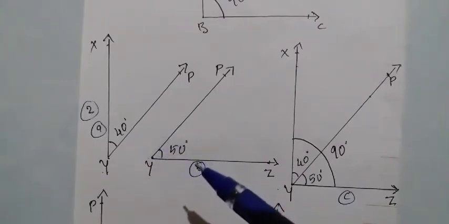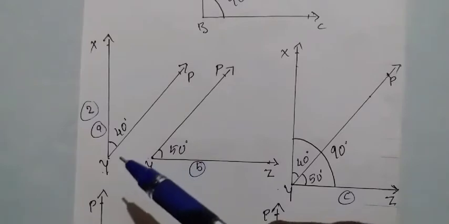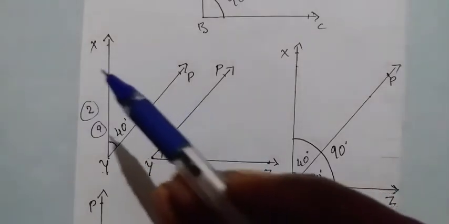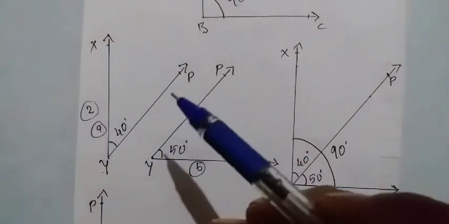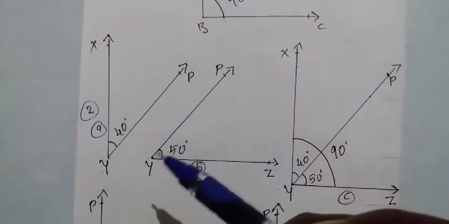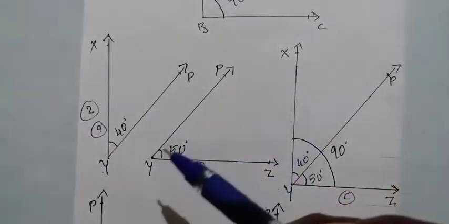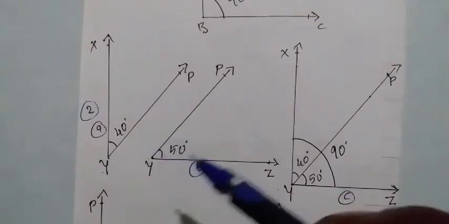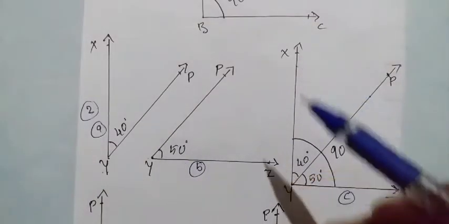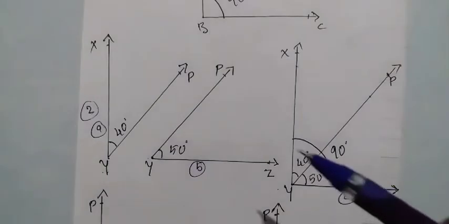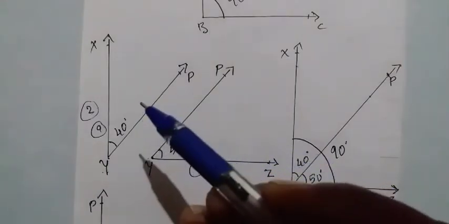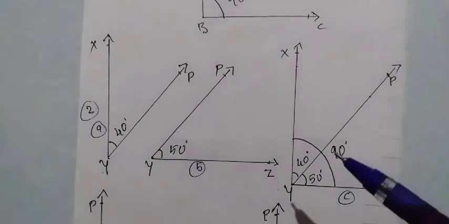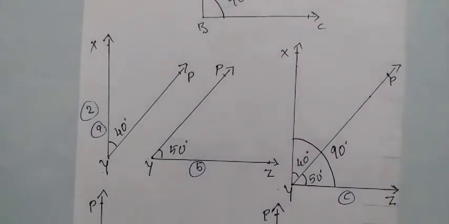Join these two angles such that the YP ray of angle XYP coincides with the YP ray of angle PYZ. When we join these two in this manner, we get angle XYZ. The sum of these two angles is 90 degrees.